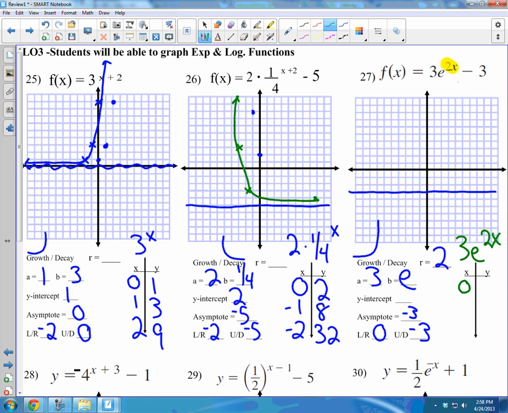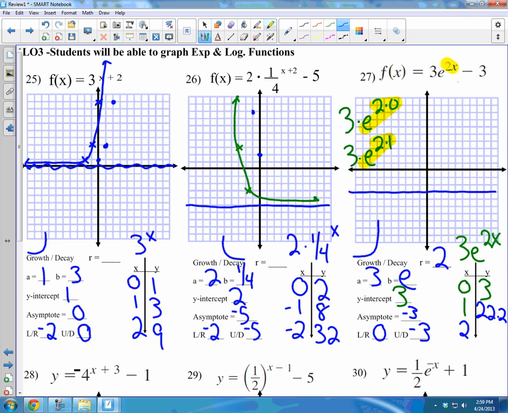So 0, when I put 0 in, what happens is this 2 times 0 is 0, and anything to a 0 power is 1, and 1 times 3 is 3. So that's why this y-intercept over here of 3 works. Now I'm going to put 1 in. So 2 times 1 is 2. E to the second power is about 7.4. And when I take that 7.4 number times 3, I get 22.2.